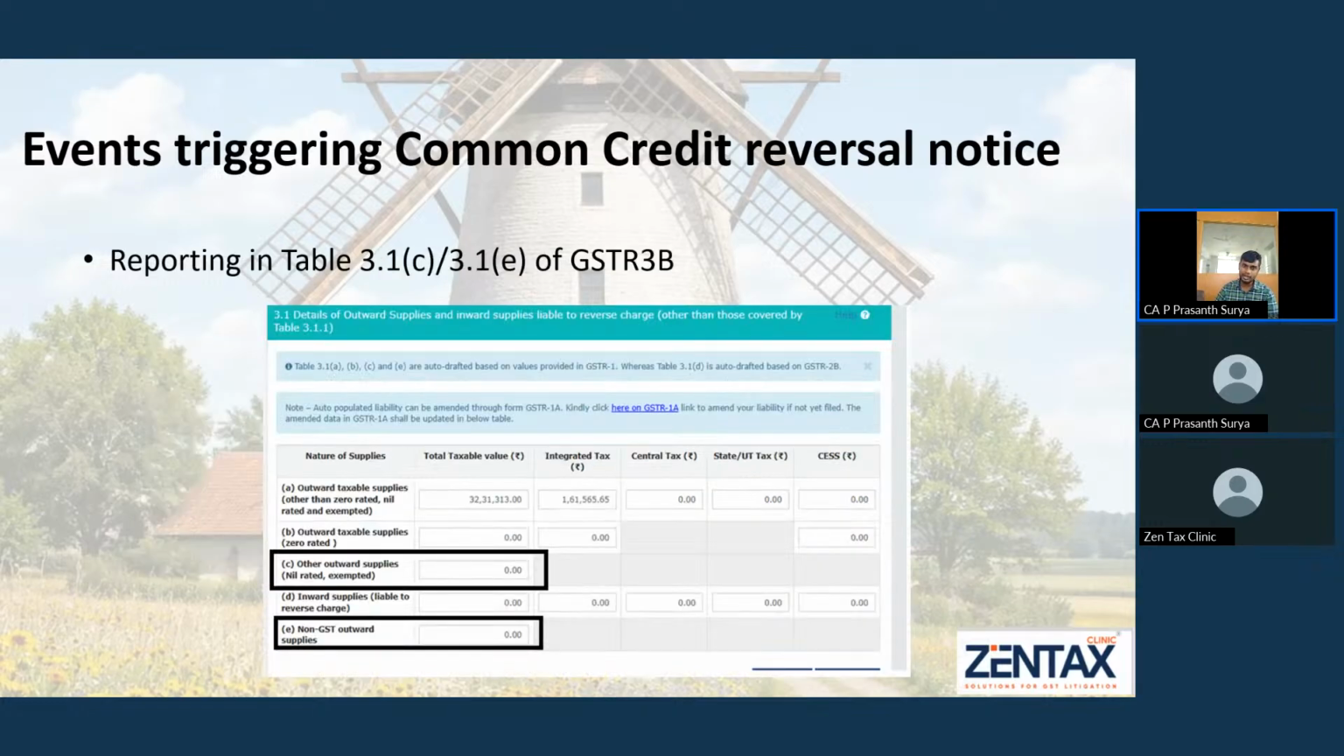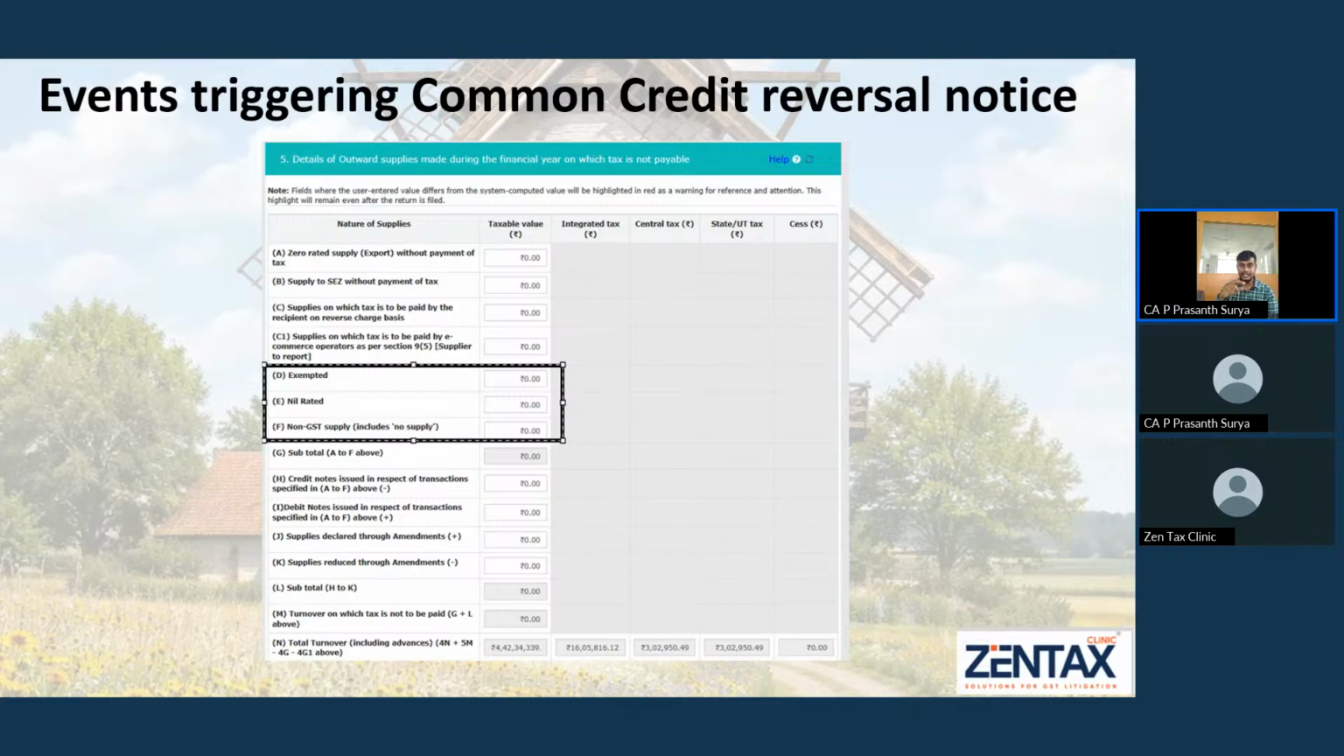Another thing is reporting in table 3.1 C or 3.1 E of GSTR 3B. The corresponding entry for table 8 in GSTR 1 is table 3.1 C or 3.1 E of GSTR 3B: other outward supply, non-GST outward supply. In that scenario, if you are reporting anything, please make sure the common credit provision will be attracted.